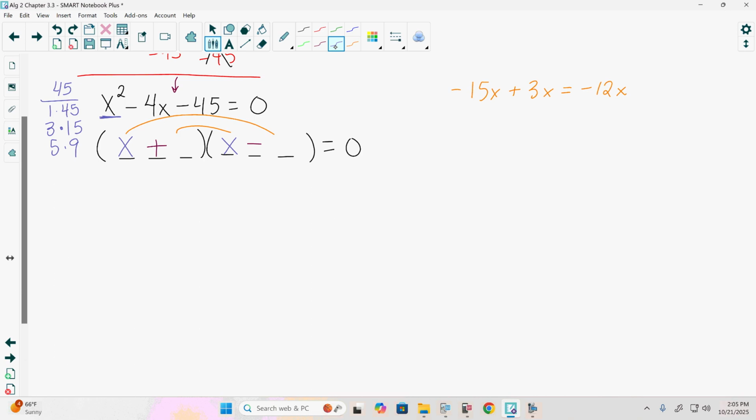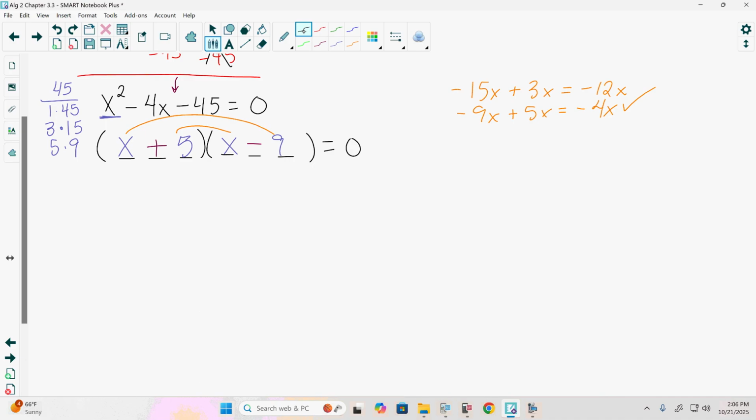5 and 9. And again, we just need to stick them in and try it. x times negative 9 is negative 9x. 5 times x is plus 5x. Negative 9x plus 5x is negative 4x. Is that the middle term we wanted? Questions on this here?